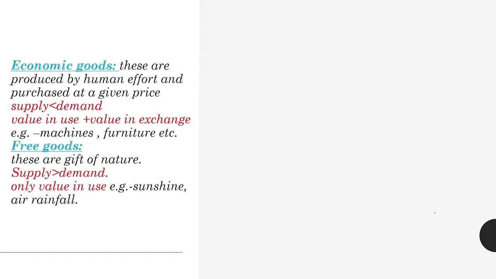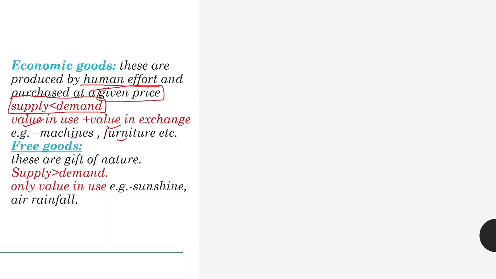First is economic good, then free goods. So economic goods, these are the goods which are produced by human efforts and purchased at a given price. So every good that we see is normally an economic good, and the supply of these goods is less than the demand. So demand is more, but supply is less. These goods have value in use and also value in exchange. An example is machine, furniture, etc.